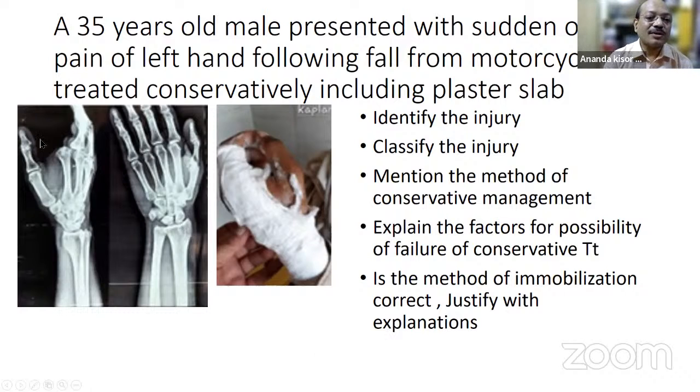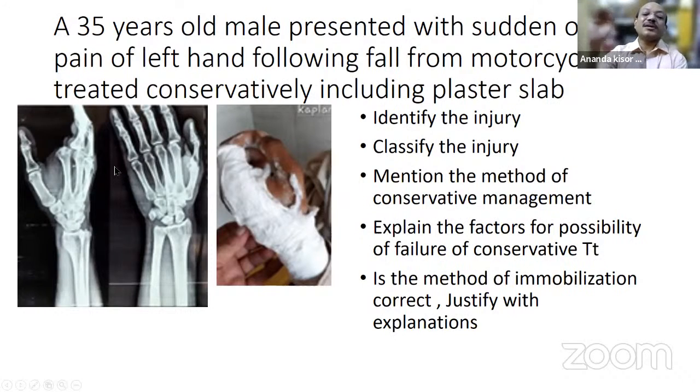Everybody can also see the problem here. This is the metacarpophalangeal joint, the second one, of the index finger. If everybody can understand, this is a dislocation. It is a dorsal dislocation, as you can see here. So this is a dorsal dislocation of the metacarpophalangeal joint of the index finger. This is the complete answer.